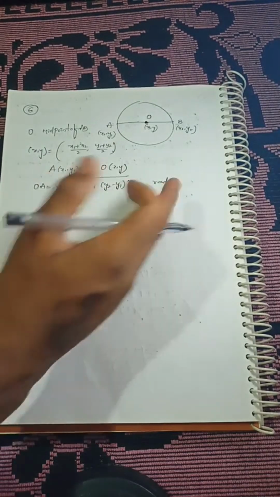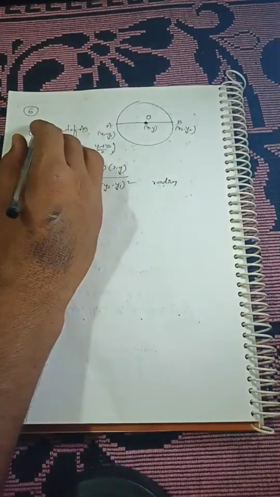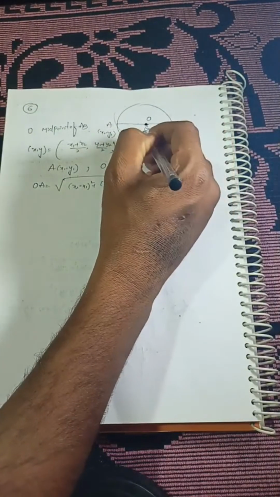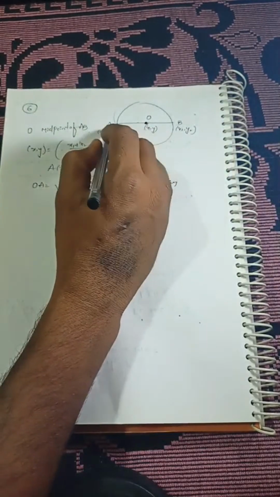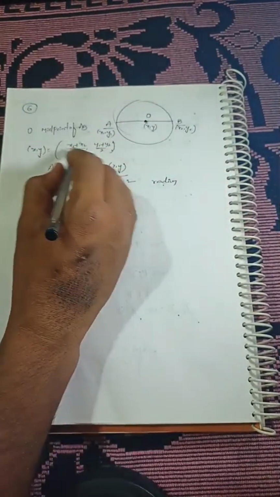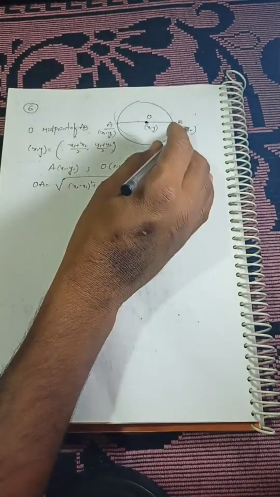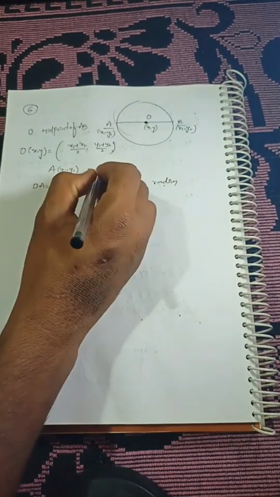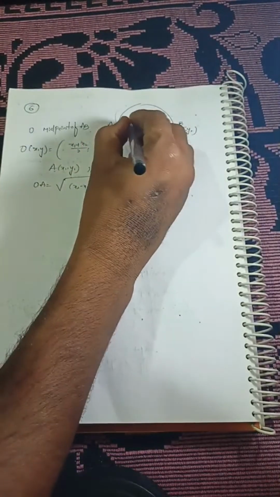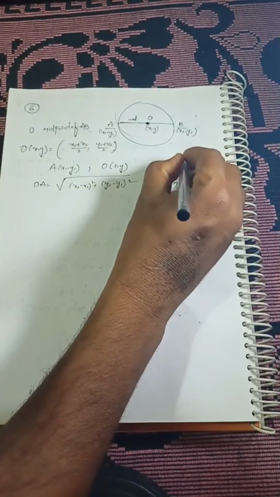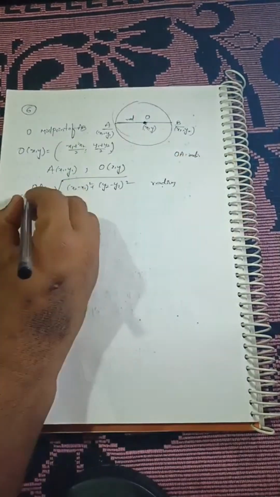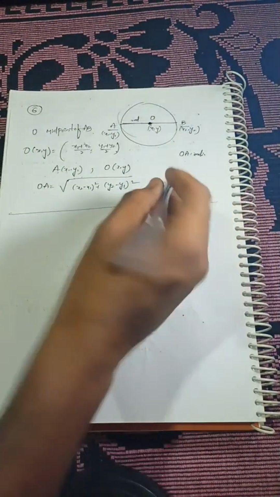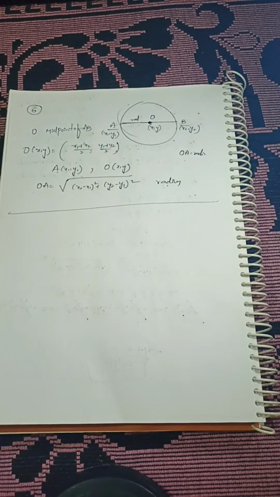I am explaining the method, you try to do it yourself. In the sixth question, first draw the circle, draw the diameter, take the midpoint. That midpoint you can take as any value x comma y. A point and B point are already given, O is the midpoint of AB. Then substitute x1 plus x2 by 2, y1 plus y2 by 2. You will get one value, that is the value of O. Take the A value, take the O value. Why? Because OA is the radius of the circle. OA means you find the distance between two points, and you get the value. Like this you have to do question number 6.